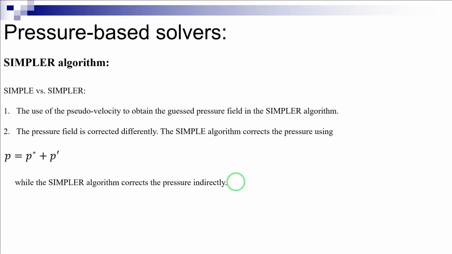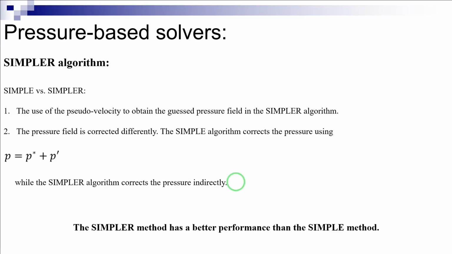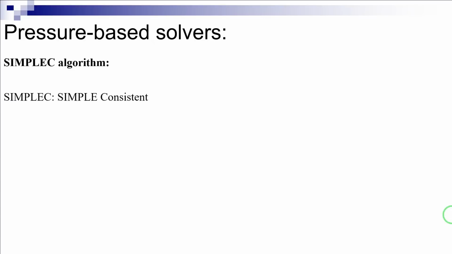The SIMPLER method has a better performance than the SIMPLE method because in the SIMPLER method there is no need to guess the pressure field properly. The SIMPLER method can obtain the pressure field through a properly guessed velocity field. And guessing the velocity field is much easier than guessing the pressure field. For example, the velocity field for the whole computational domain can be considered equal to the velocity field at the upstream inlet boundary.